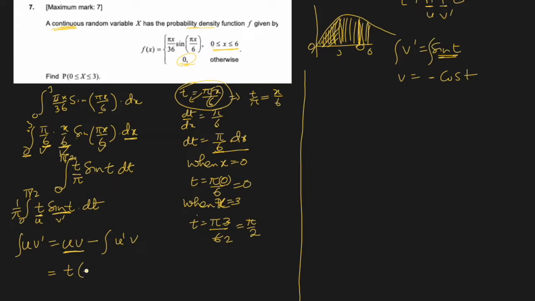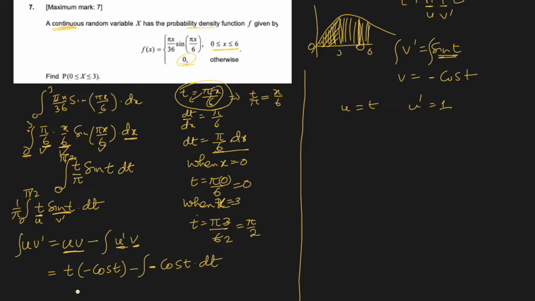Okay, so minus cos t minus integration of u prime. So differentiation of t: u is t, so u prime will be 1. No need to write anything here, u prime is 1. And v, we just found out, is minus cos t.